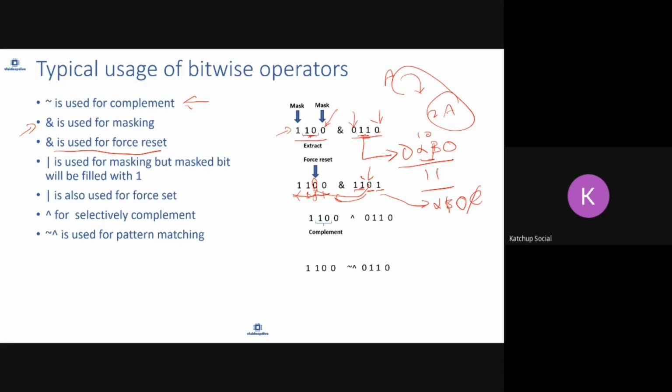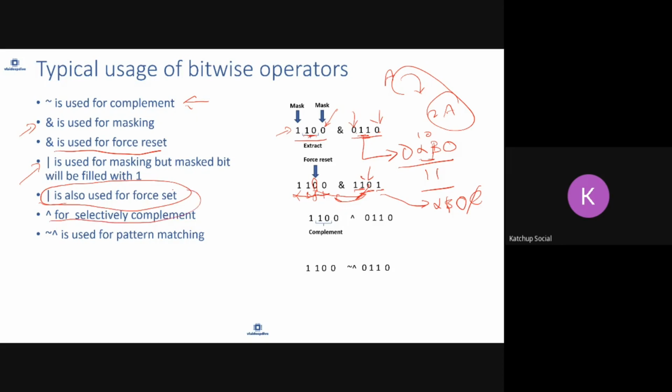Similarly, OR can also be used to mask and extract. The only difference is that, rather than masking with 0, you will mask with 1. OR can also be used to force a set, similar to how we used AND to reset.